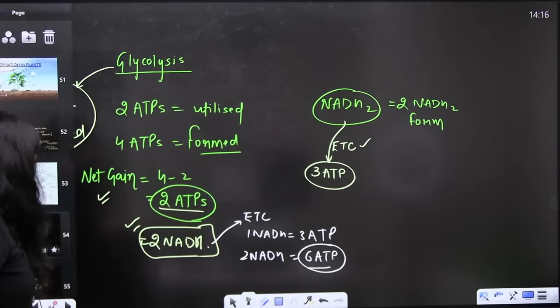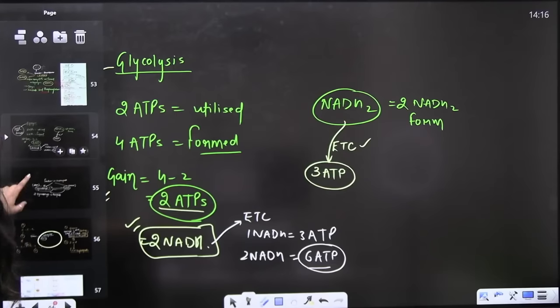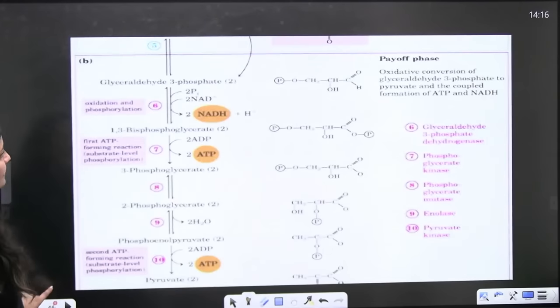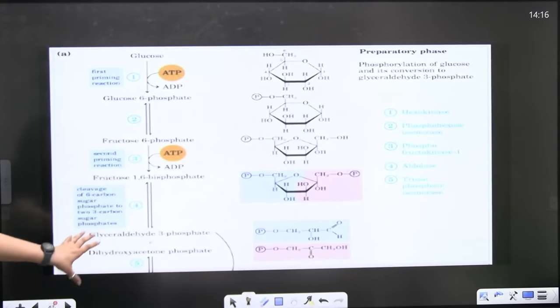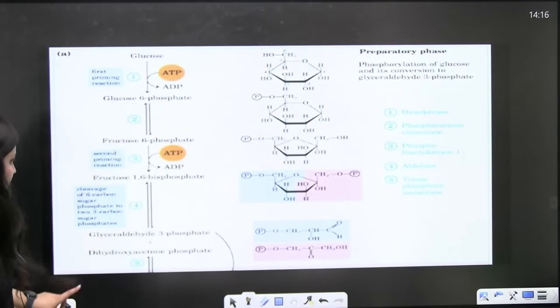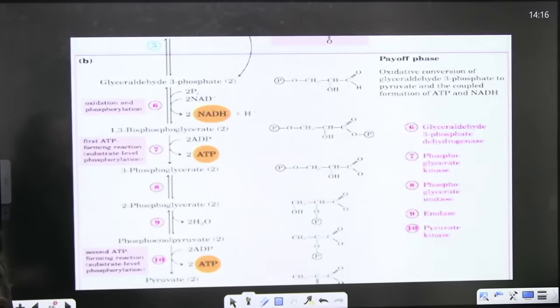Is that clear? This is what you need to remember. I have added one more flow chart. I'll share the PDF with you all. Here it is clearly mentioned that steps 1 and 3 are irreversible steps. One more step is irreversible, the 7th step.